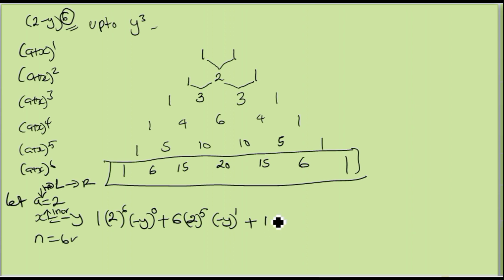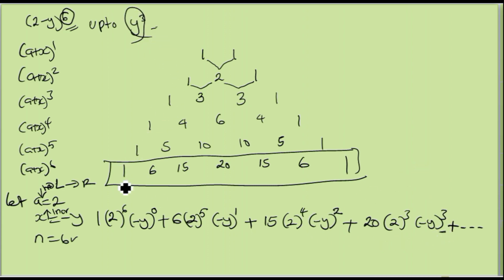The next coefficient is 15. That one multiplied by 2, the power reduces further to 4. The power of y increases further, becomes power 2. And then we go ahead and add. The next coefficient is 20. The power of 2 reduces further, it becomes 3. The power of y increases, becomes 3. And so on, because the question wants us to expand up to the term in y power 3, and here we have y power 3 already, so we stop there.